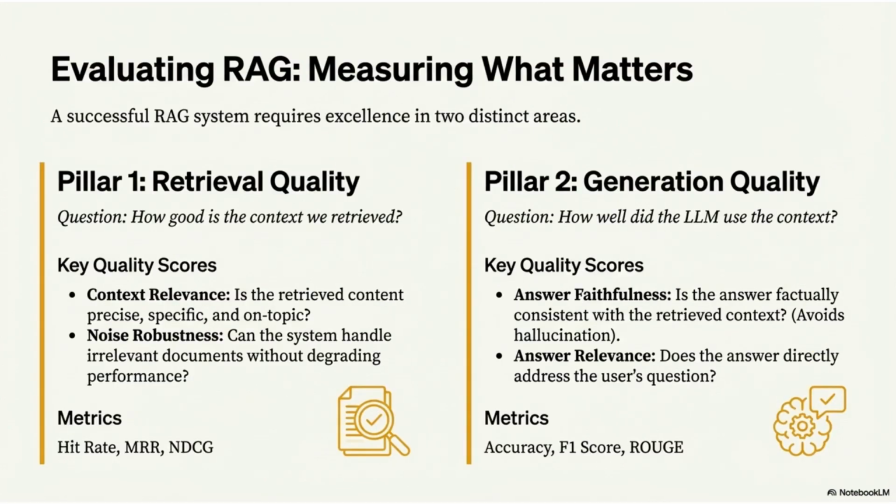Evaluating RAG requires measuring two pillars: retrieval quality, or how good the context is, and generation quality, or how well the LLM uses that context. Key metrics include context relevance, answer faithfulness, and noise robustness.